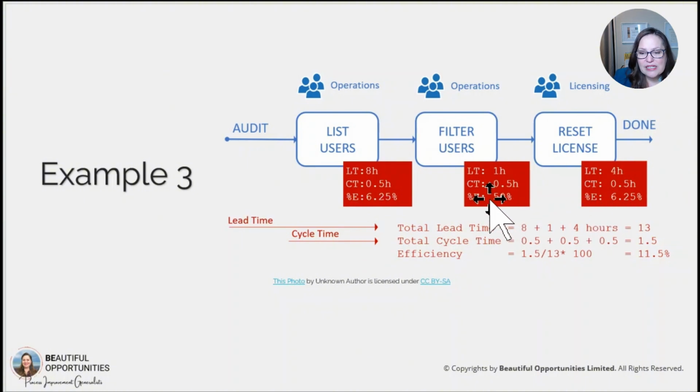The cycle time is the same for each of these, but we can see in this first step, the lead time is 8 hours. So, if we were going to make an improvement on any of these process steps, this is probably where we would want to start, is to understand why it's taking 8 hours to list the users and to focus our improvement efforts here until we get to the point that this may be down to 4 hours or 3 hours, in which we then could look at the next bottleneck in our process.